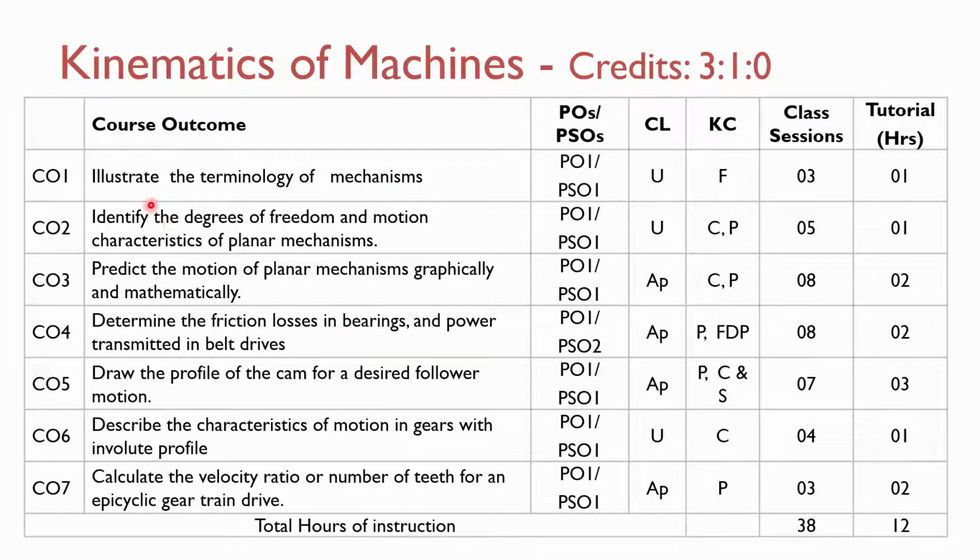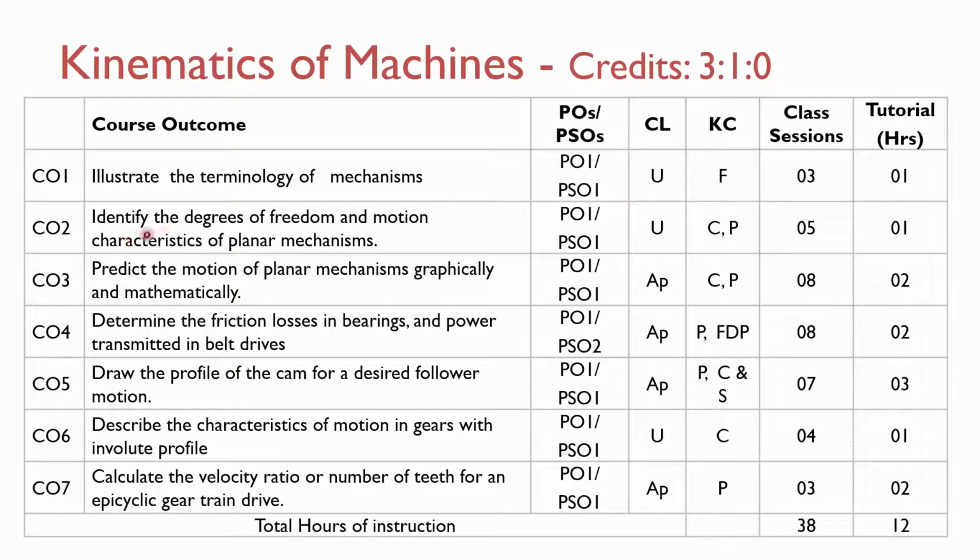Now, here if you look, there are 7 COs, and coming to POs and PSOs, it is only including PO1 and PSO1. For all the COs, it is only this. It is very clear from the way the subject is dealt with that only one PO is addressed. Coming to cognitive level, for example, this is U: illustrate the terminology of mechanism, that is related to understand and factual knowledge, and there are about 3 classroom sessions and 1 tutorial session.